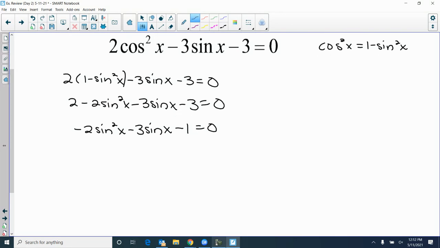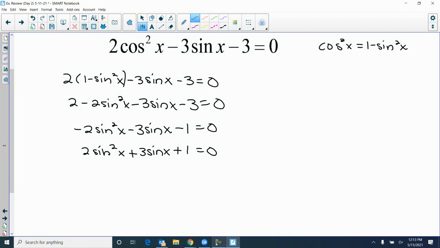Where do we go from here? What do we got to do? I got sine squared, I got sine of x. You got to factor it. Now, I'm a big proponent of always having my squared term positive. It's not absolutely necessary, but to me it helps. So I'm going to switch all my signs, and make it 2 sine squared x plus 3 sine of x plus 1 equals 0. It's just easier for me to do that.